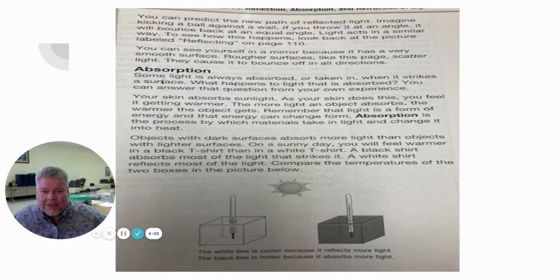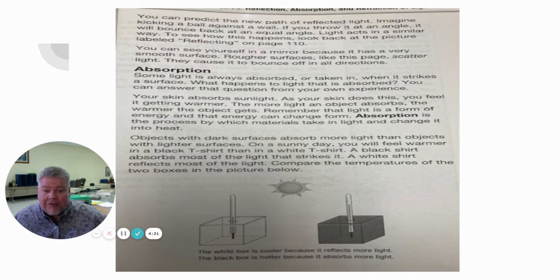Some light is always absorbed or taken in when it strikes a surface. What happens to light that is absorbed? You can answer that question from your own experience. Your skin absorbs sunlight. As your skin does this, you feel it getting warmer. The more light an object absorbs, the warmer that object gets.